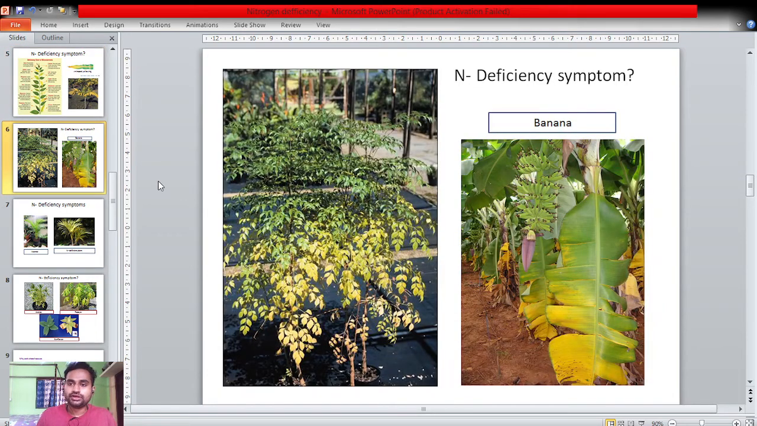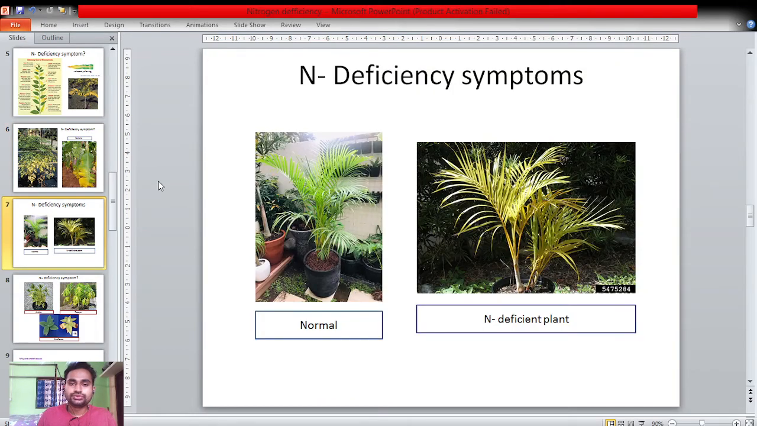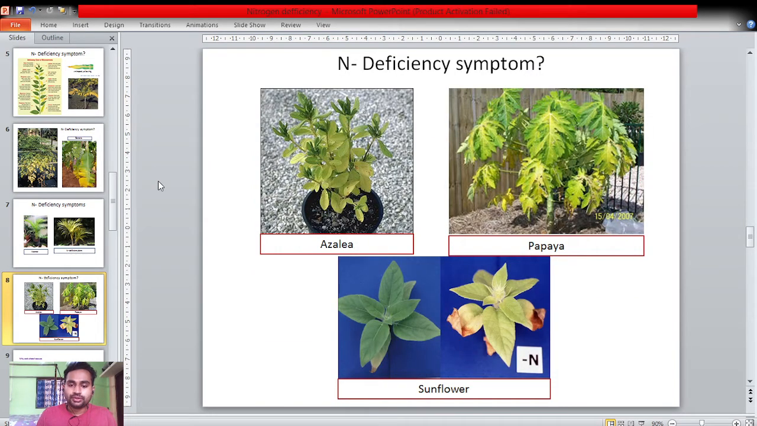So this is a nitrogen deficiency symptom in case of banana. And we have shown you nitrogen deficiency symptom in ornamental palm plant, and also in papaya, sunflower. We have shown you how the nitrogen deficiency symptom looks. So by now you have to be clear how it looks. So we have to detect the problem first. So this is the detection stage, and today we'll discuss how this nitrogen deficiency symptom can be controlled.